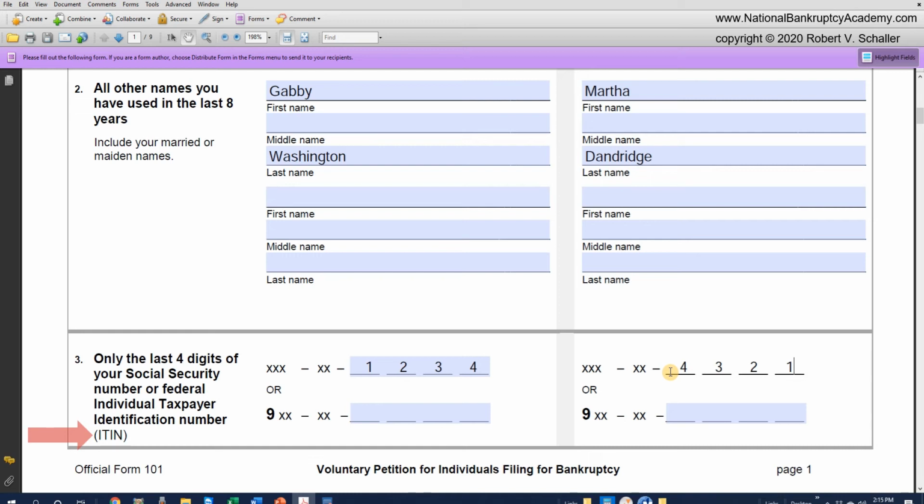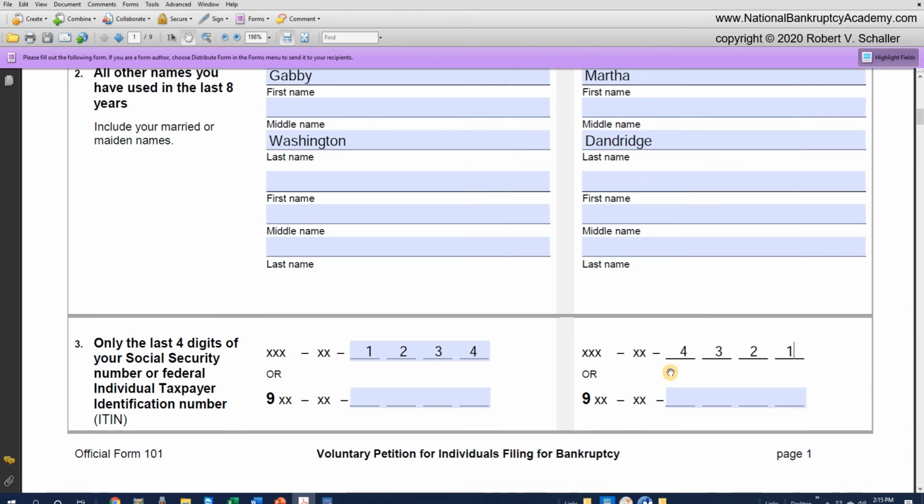In a very rare case, you would have both, but if you were to have both, then that might be a red flag to an attorney that one of the numbers might be illegal. For example, someone who is illegally using someone else's Social Security number. So that would be a red flag. But in a normal case, you would have either one or the other, and you list it here on line 3. So let's move down to line 4.